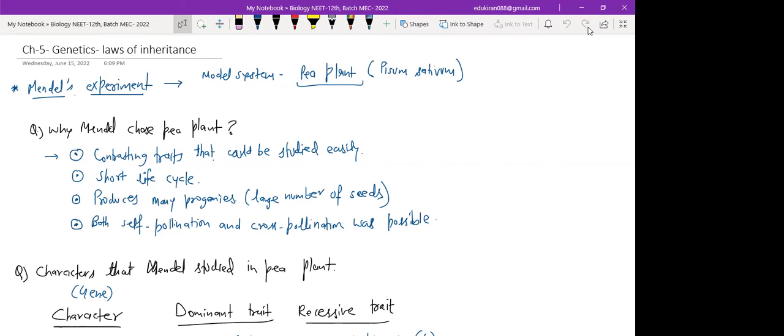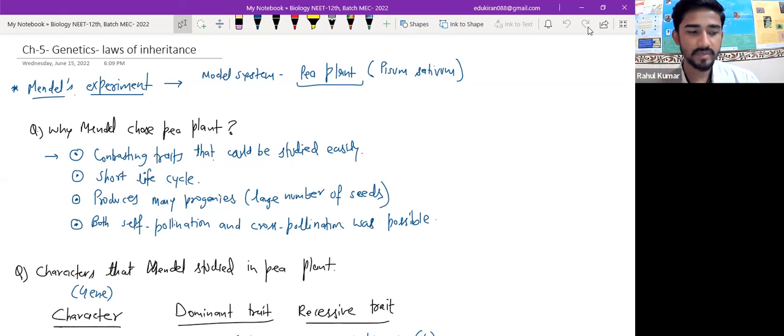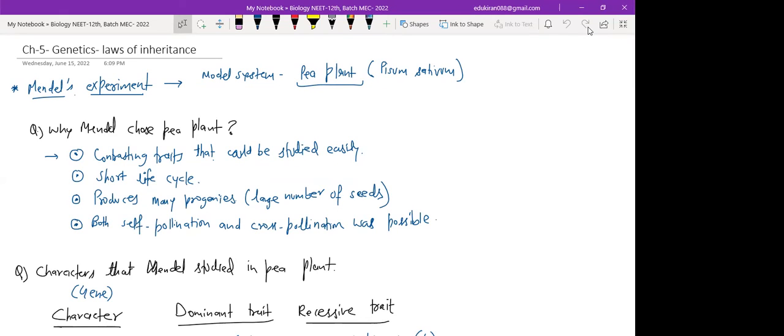He experimented on pea plants and he found characters. Why did he choose pea plant? Because it has a short lifespan and many contrasting traits that can be studied. It has self-pollination, and both self-pollination and cross-pollination are possible, and a pea plant produces many progeny.